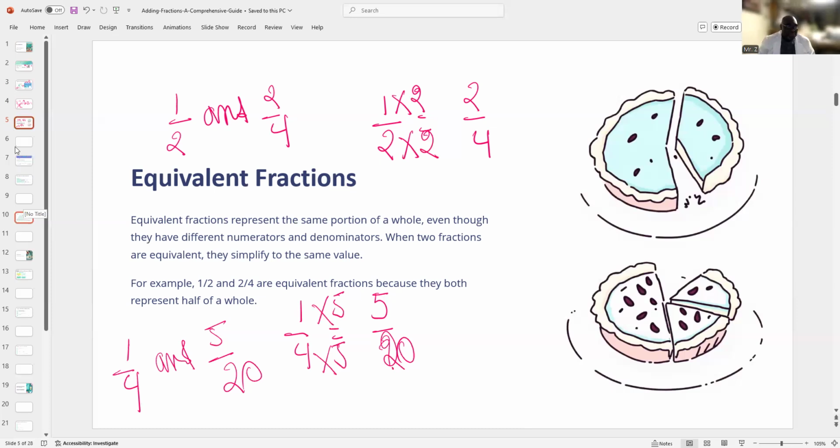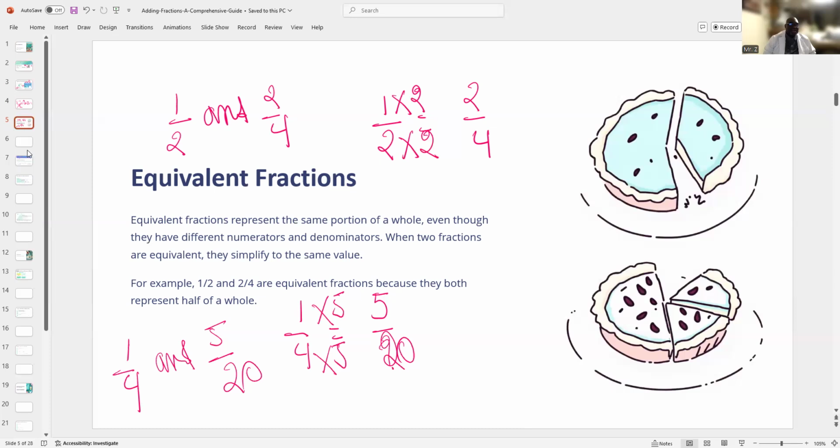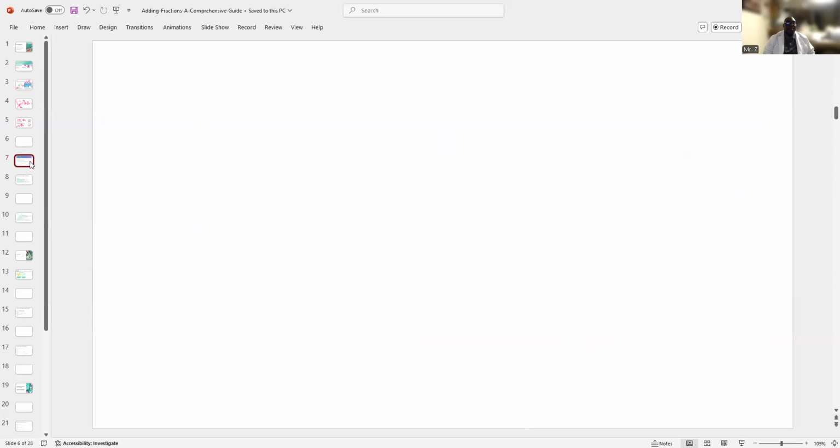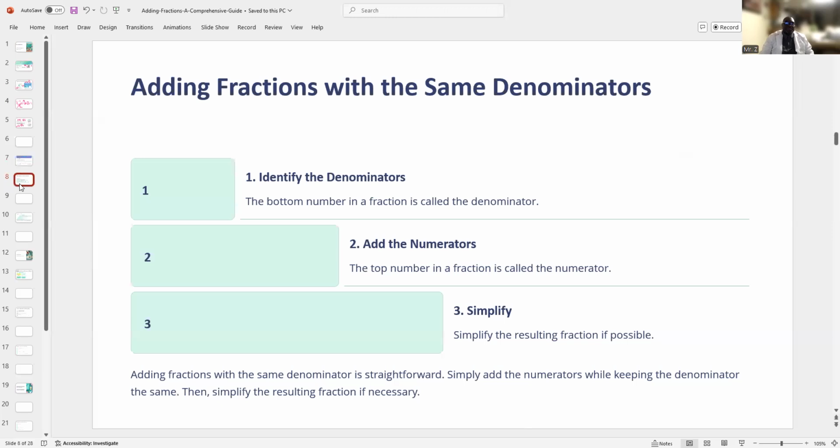All right? Good job. Now, how can you add a fraction? To add a fraction, first of all, you need to identify those denominators. Then you need to find the least common denominator so you can convert that fraction, and you add them. All right? Now, identify the denominator first.